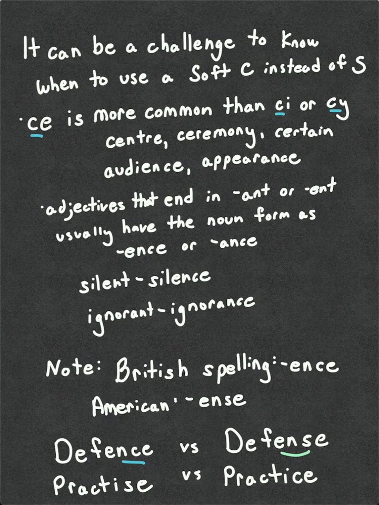This is also a good time to point out an important difference between so-called British spelling and American spelling. The words sound the same, accent aside, but in spelling, the British prefer to spell things ENCE, whereas the Americans will spell them ENSE. Great example, the word defense.